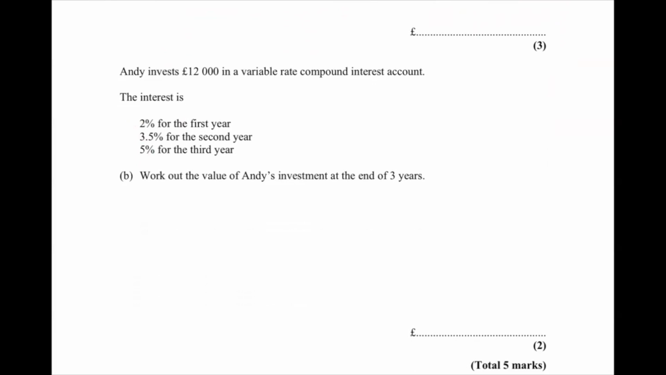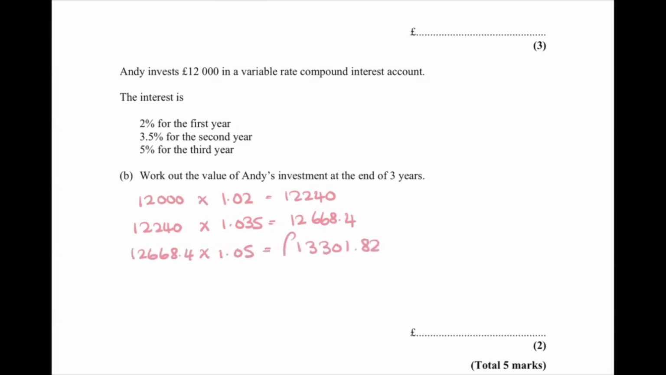We'll do our multipliers in exactly the same way. So we've got 12,000 as the initial, times that by the multiplier, which would work out at 1.02, to give the amount of money at the end of the first year. And it's that which goes into our second year. And then you just repeat it for the third year using 5%. And that would be your final answer.